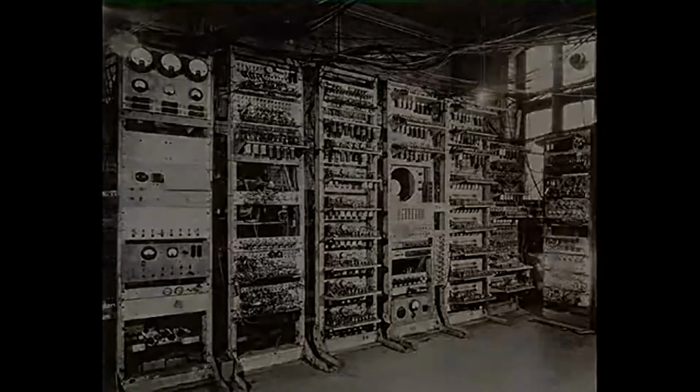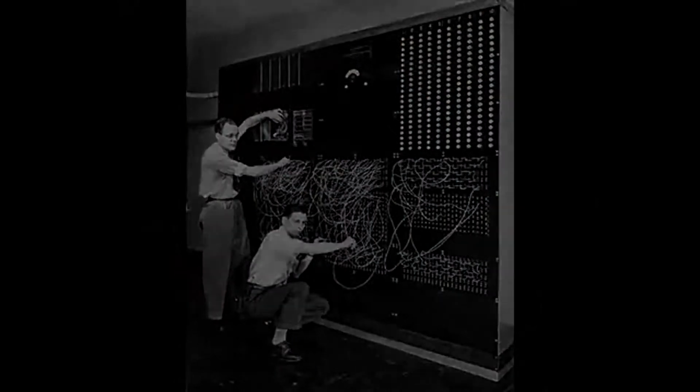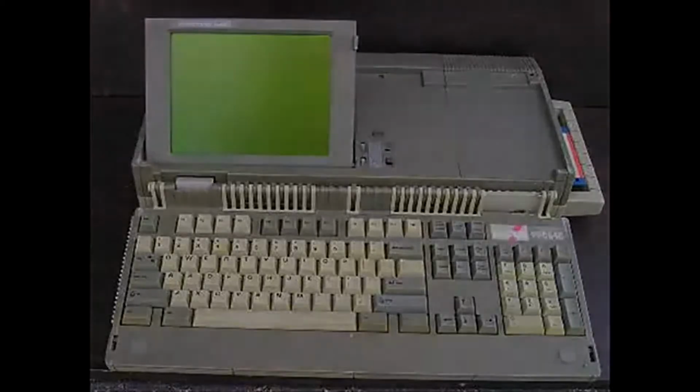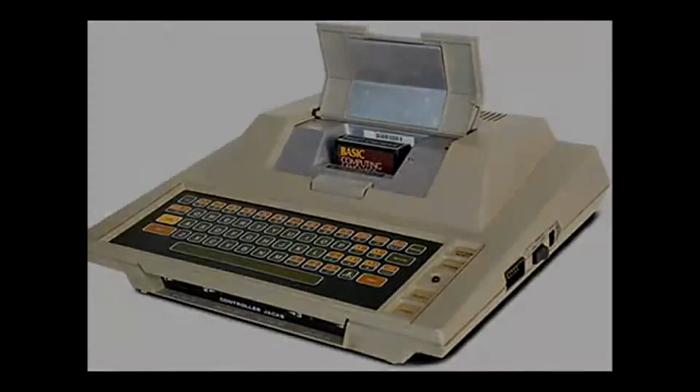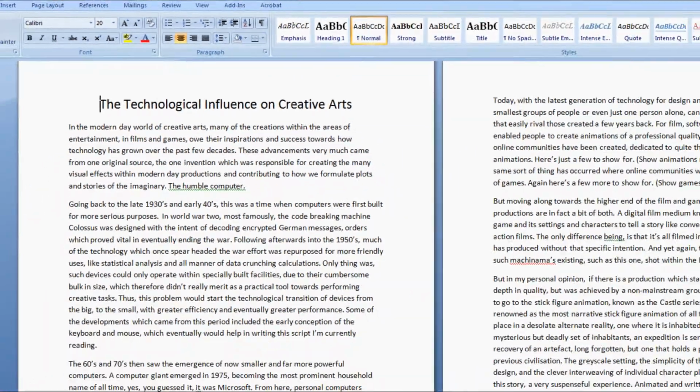Thus, this problem would start the technological transition of devices from the big to the small, with greater efficiency and eventually greater performance. Some of the developments which came from that period included the early conception of the keyboard and mouse, which eventually would help in writing the script I'm currently reading.